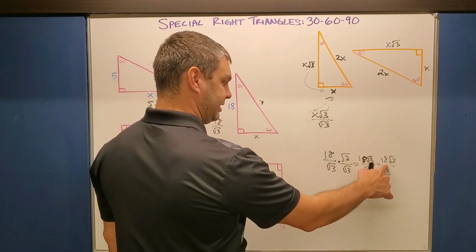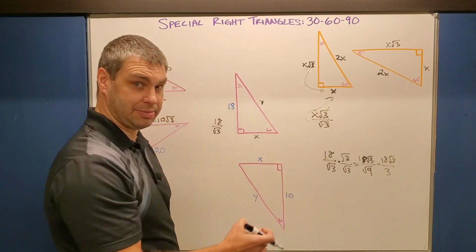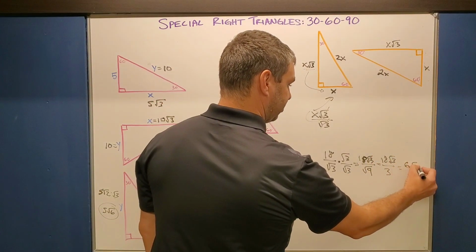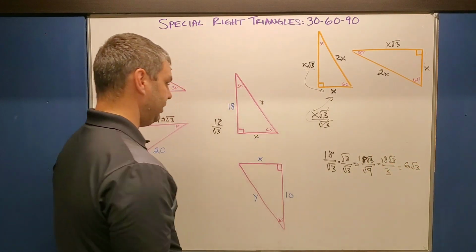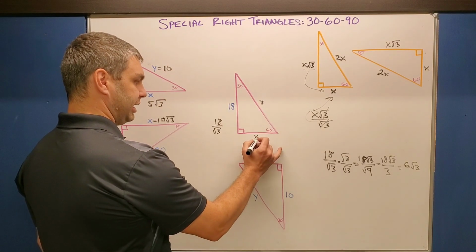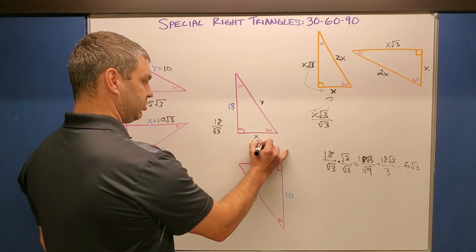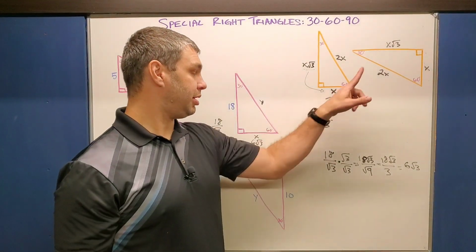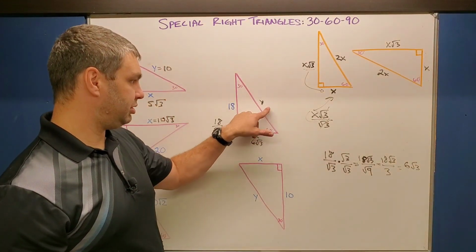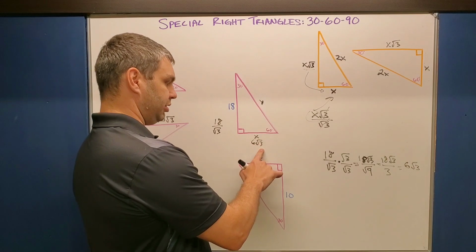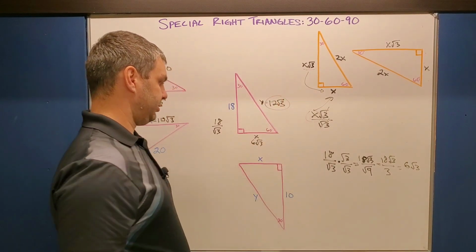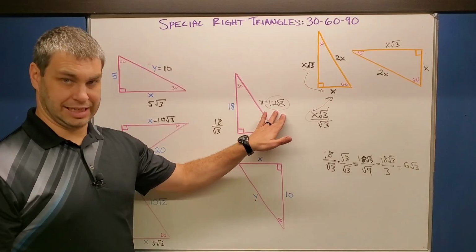And now the 18 and the 3, if it was just 18 divided by 3, that'd be 6. So I can make this 6 square roots of 3 because that's still on the top. All right, that's a long way to say that the short side here is going to be 6 square roots of 3. Once you have that short side, it's really easy to go to the other parts. I can just take it times 2 to get to my hypotenuse. Well, 6 square roots of 3 times 2 is 12 square roots of 3. All right, so now I have all 3 sides for that one.